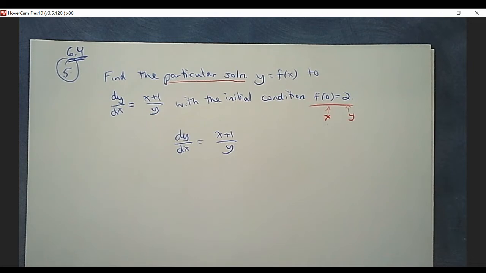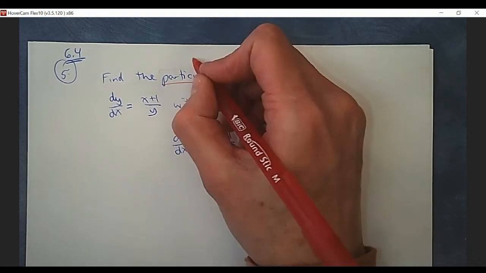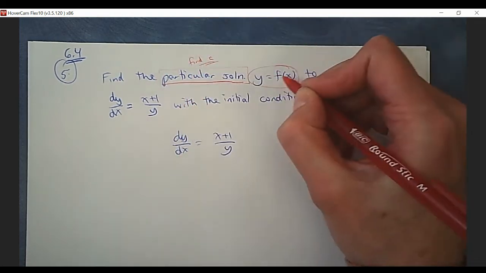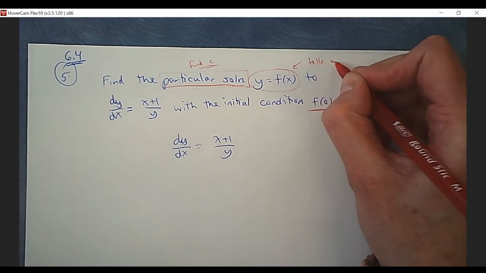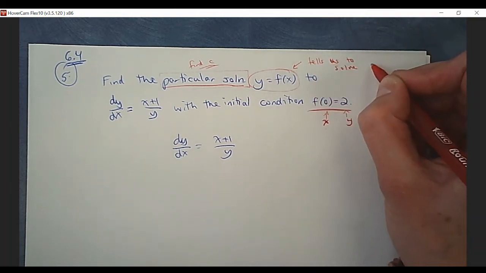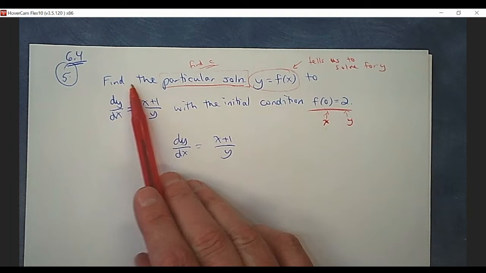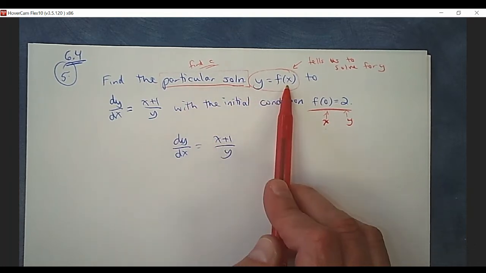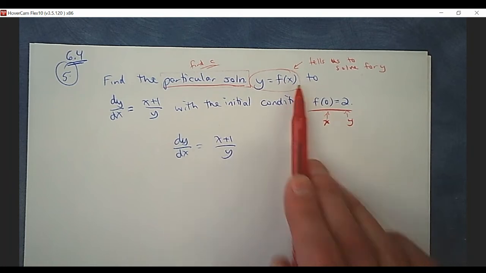There's one more thing that we're going to do here that's a little different, and that's because of the instructions. So the particular solution means we actually want to find the value of C. And this little thing right here tells us at the end to solve for Y. We did not do that with any of our examples so far, because you don't need to solve for Y when you're doing separation of variables unless you're told to. But when it says find the particular solution Y equals f of X, we want to find C, and this tells us that we need to solve for Y.